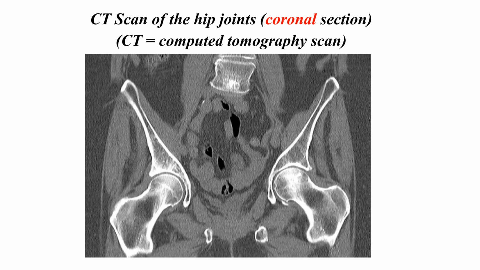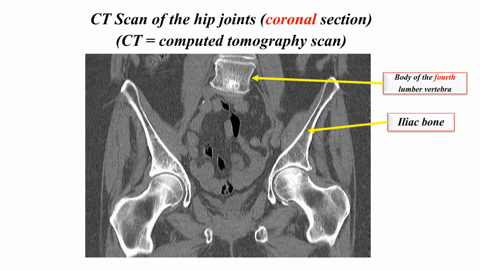This is a computed tomography scan of the hip joint. This is the coronal section. As you know, the coronal plane is the plane that divides the body into the anterior and the posterior parts. This is the body of the fourth lumbar vertebra.